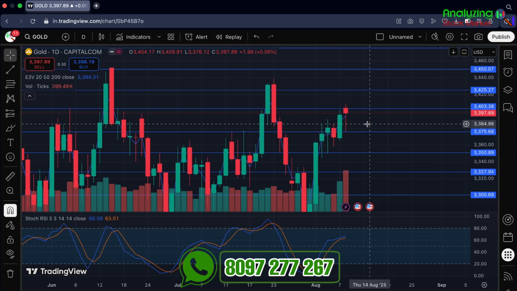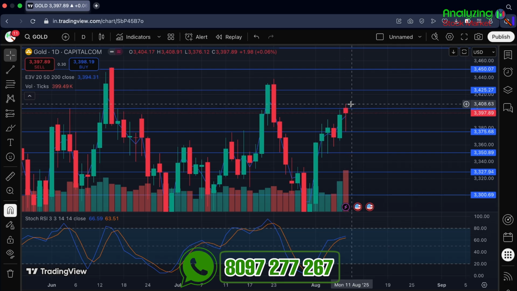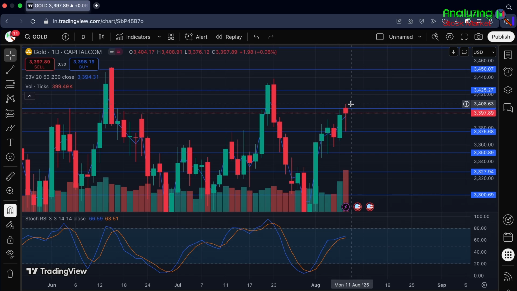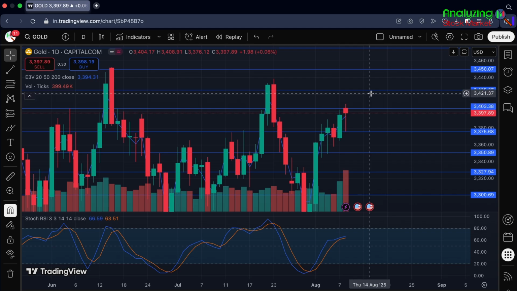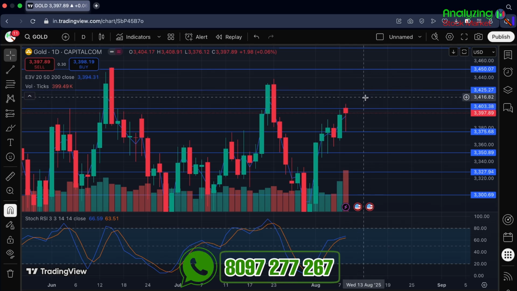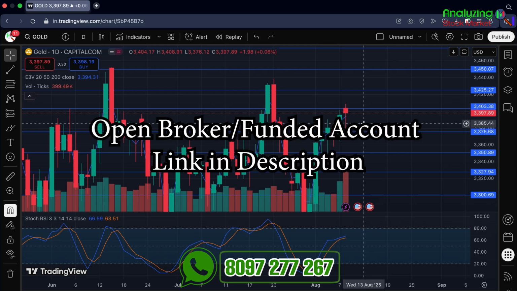Also, if you're planning for any upside move or a positive side trade, just look for Friday's high. If the high gets breached and a one day candle closes above it, we can see an easy move till 3425 by the next day. So do consider that. Also, my expectation is negative.